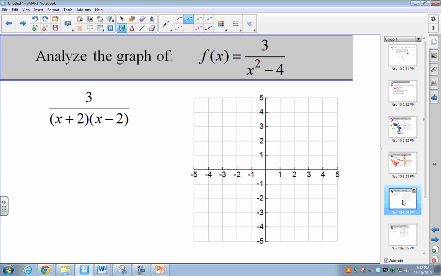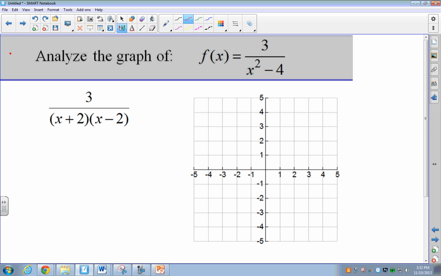All right, so now let's go ahead and look at our second one. Analyze the graph of this function. The first thing we do is factor the denominator, and we show that x cannot equal -2 or 2. Since we can't really simplify this at all, we can say that our vertical asymptotes are x = -2 and x = 2. So let's go ahead and graph those.